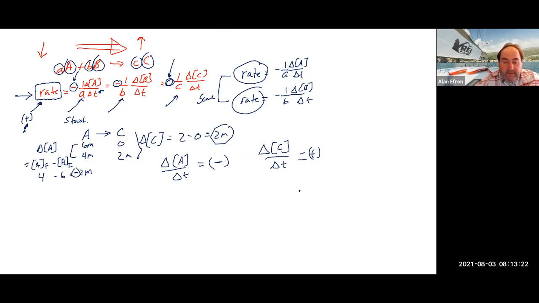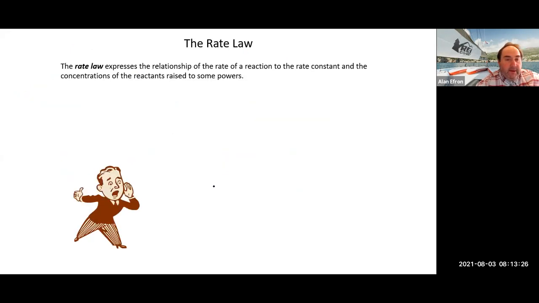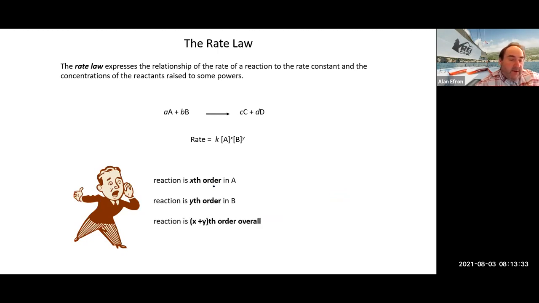Okay, then we're going to talk about actual rate laws here. The rate law is a little bit different than the rate expression. There are a couple of different things going on there. The rate law basically expresses the rate of the reaction with the rate constant and the concentration of the reactants or products to some type of power. So if we have this reaction here, we could write this, which is a version of the rate law.